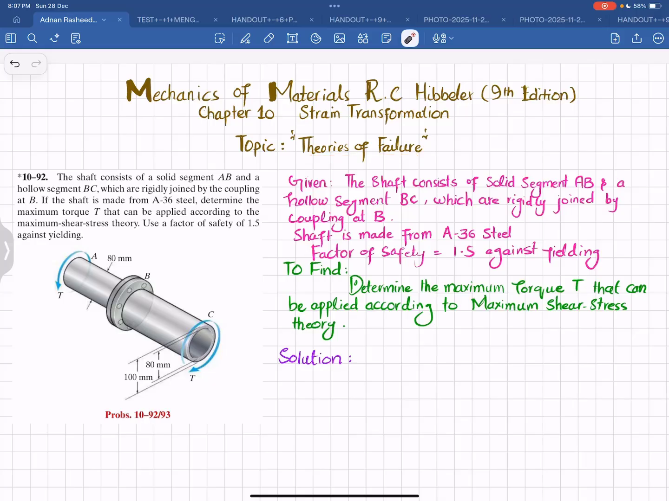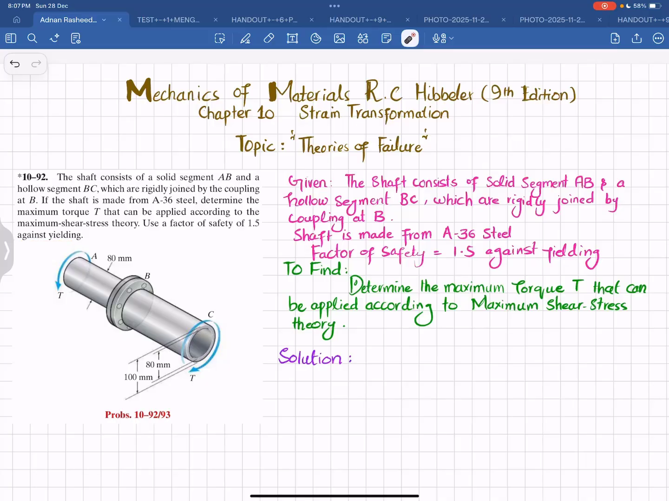So statement is the shaft consists of solid segment AB and a hollow segment BC, which are rigidly joined by the coupling at B. If the shaft is made from A36 steel, determine the maximum torque T that can be applied according to maximum shear stress theory. Use a factor of safety of 1.5 against yielding.